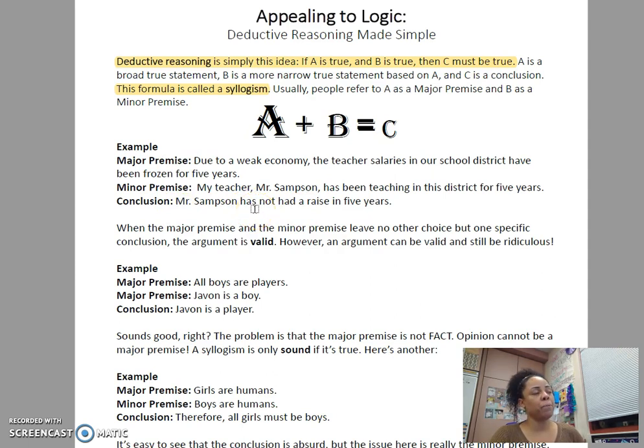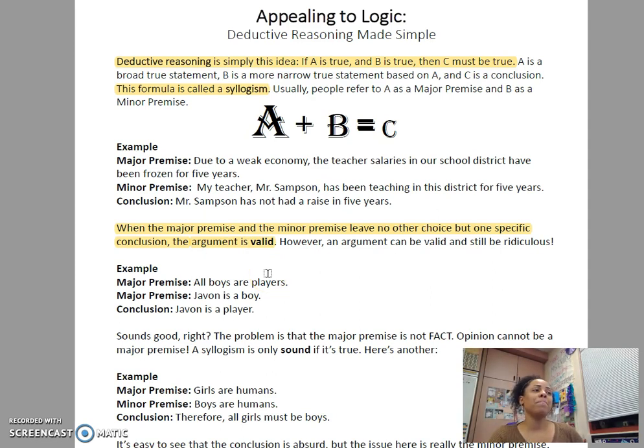Or as Diego put it, Mr. Sampson is broke, okay? So major premise, minor premise, and then a logical conclusion. When the major premise and the minor premise leave no other choice but one specific conclusion, the argument is considered valid. Highlight, circle, or underline that whole sentence. Doing it wrong, but you know, whatever. Okay. Boom. And that's what you want, right?